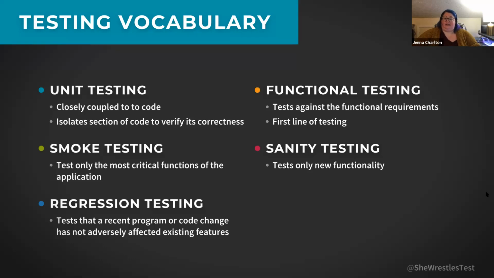Sanity testing, on the other hand, tests only your new functionality. So if you were to build something, a new component, whatever it may be, put it out there in your application and just test that section, that would be sanity testing. If you then went outside of that new function that you built, you'd move on to regression testing, because you're actually leaving that little tiny new piece of functionality and testing the way it interacts with everything else.